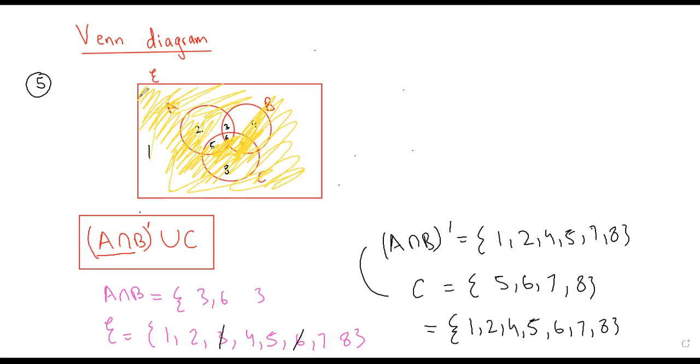ठीक है? तो this is how it is going to look. सब कुछ shaded है except 3. This is the idea about the shading of a Venn diagram. Yes, students, please confirm if you have understood this or not.